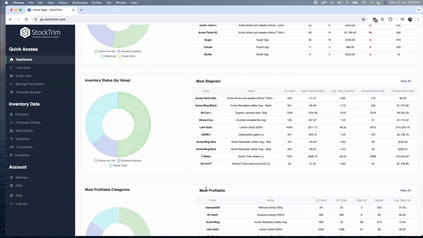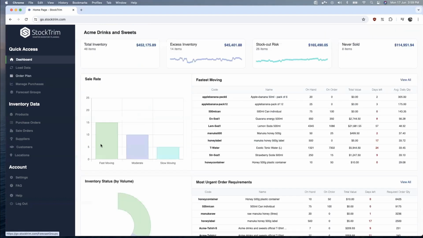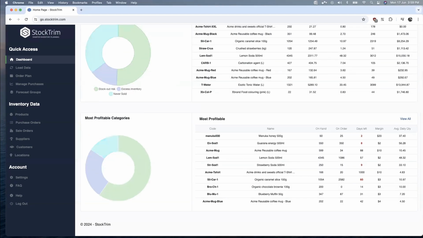Then we have the inventory status by value, the same concept as above, except this is based on the value of the items in each status. Clicking each item in the graph will then take you to the order plan filtered on those products.